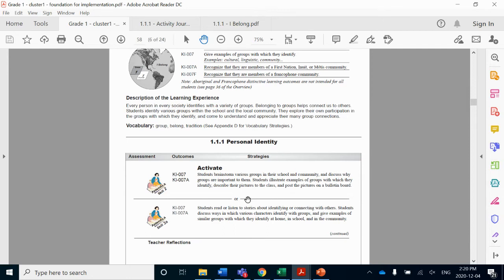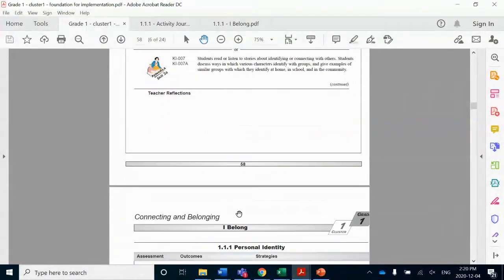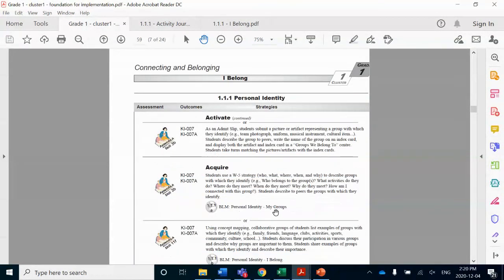You'll see that there are a couple different options here, and it's got "or" in between. So you can do one of them. If you wanted to, you can do both of them. That's up to you. Then we have some acquiring activities here. Students use a W5 strategy, who, what, where, when, and why, to describe groups with which they identify.